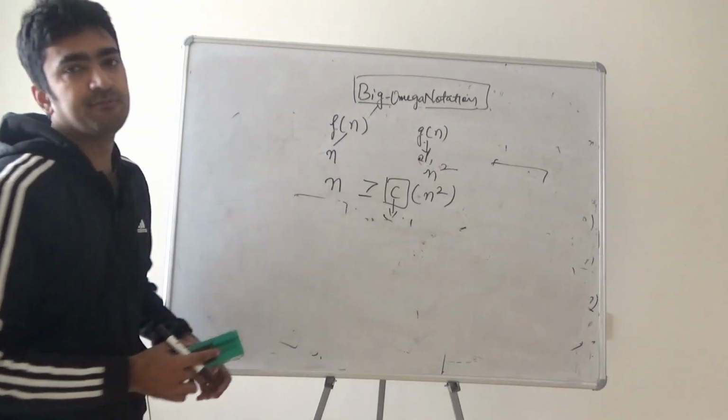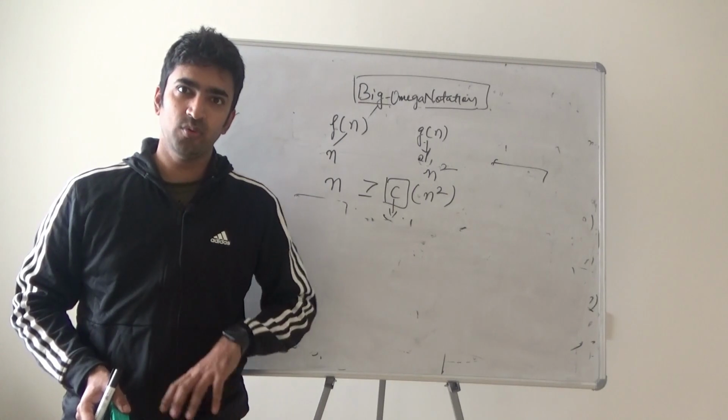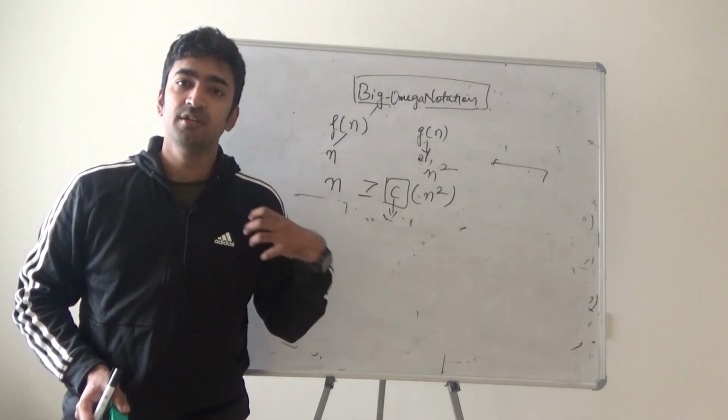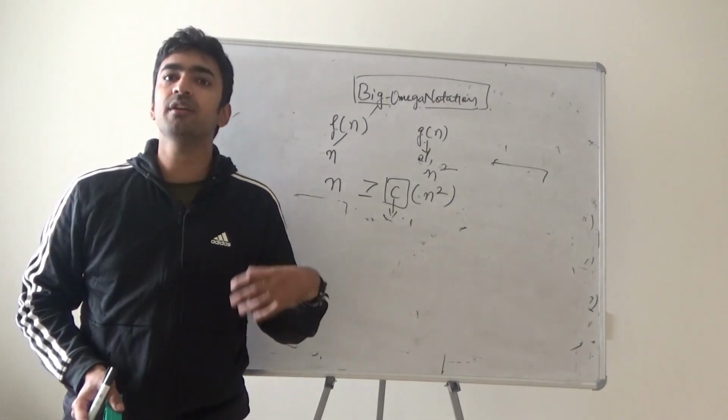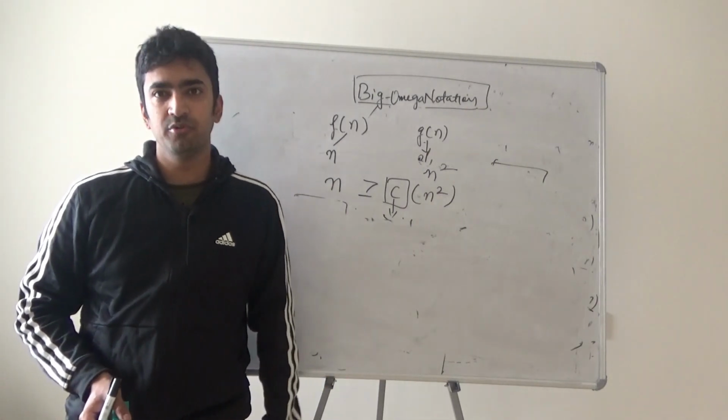This is known as big omega notation. So you can represent two algorithms and compare them using big O or big omega. That's how it is going to work out.